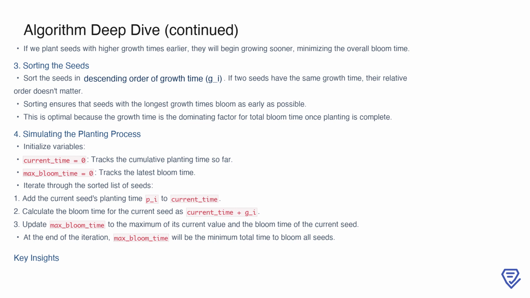For each seed in the sorted list, we first add its planting time to current_time. Then, we calculate the bloom time for that seed as the sum of current_time and its growth time. Finally, we update max_bloom_time to ensure it always holds the maximum bloom time encountered so far. Once all seeds are processed, max_bloom_time will give us the minimum total bloom time for all seeds to bloom.